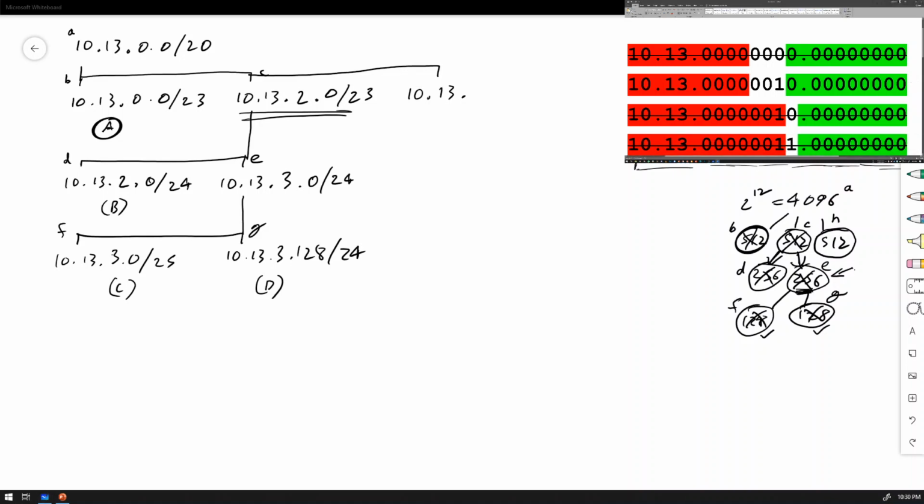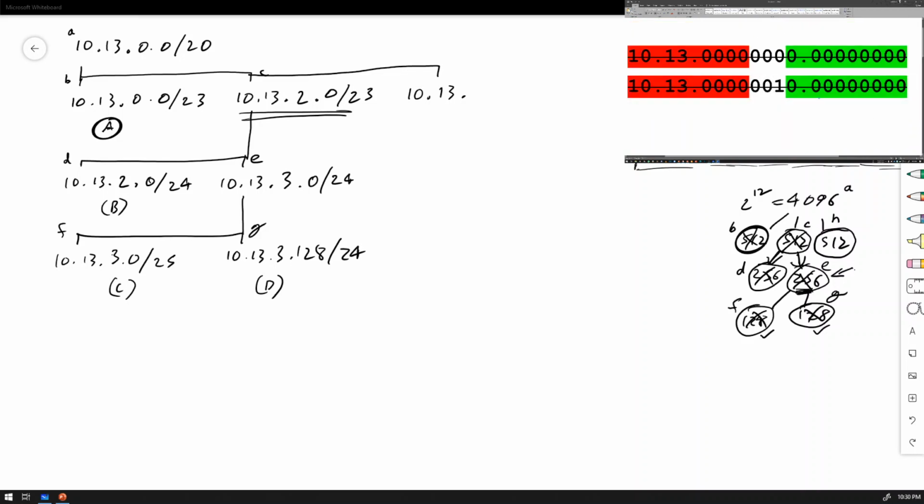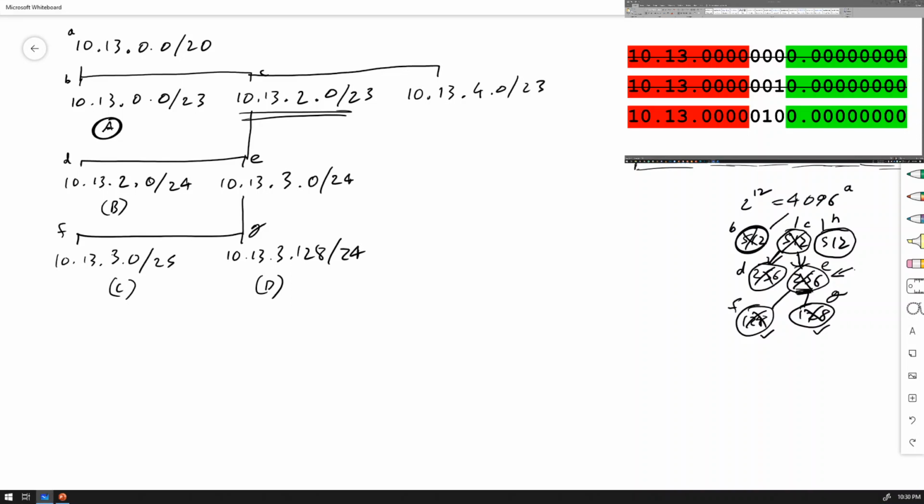Now we have exhausted this as well, right? This is exhausted, and these were under that subnet, so I'll just rub them off. And the next combination that's possible is basically 1 0, right? So I'll just remove the strike through from here. So this is our new block. So 10.13, sorry, 5 zeros, 1 and then 2 zeros, and that translates to 4.0/23. So I have a whole new block of 512 IP addresses.